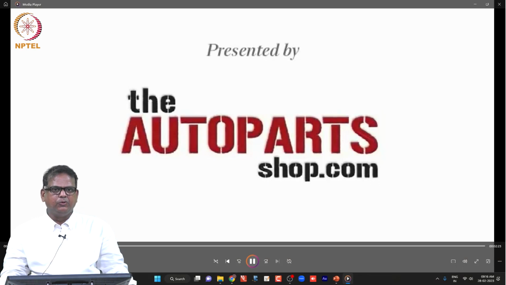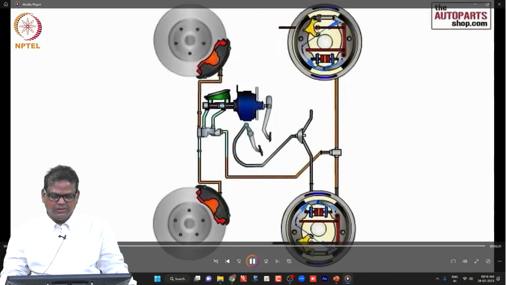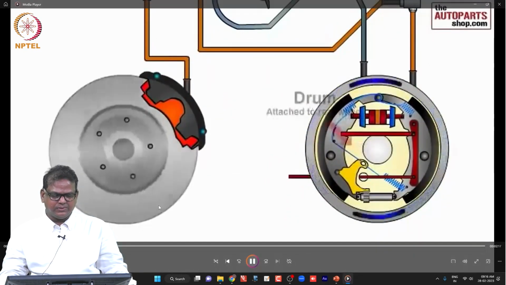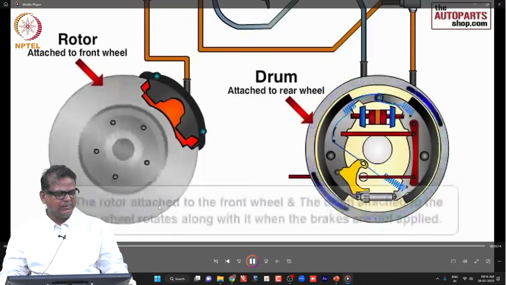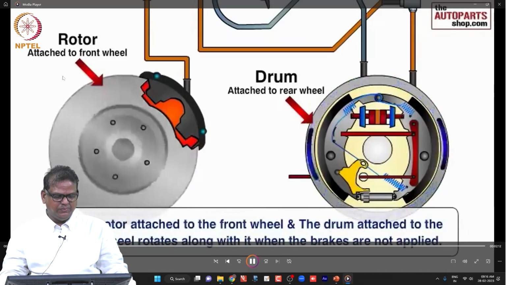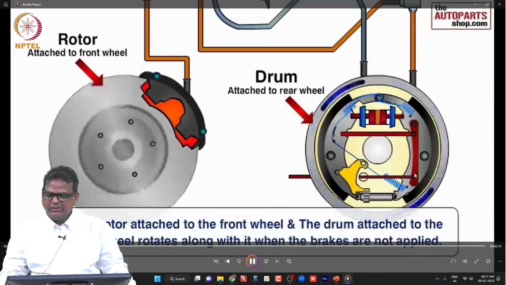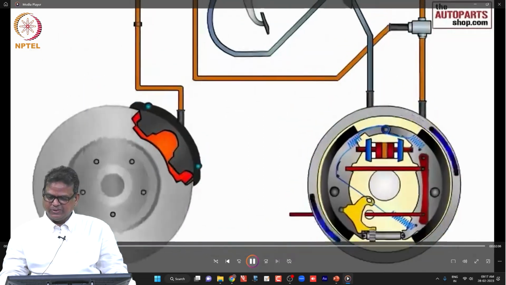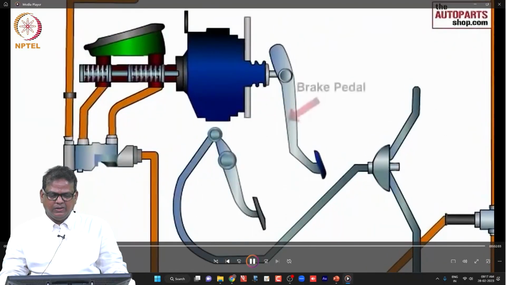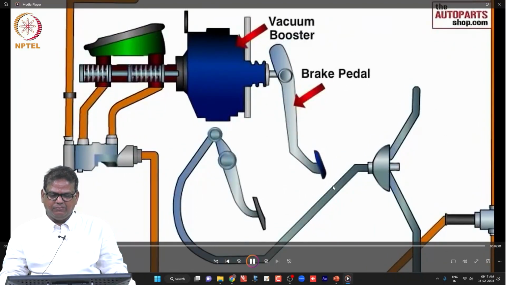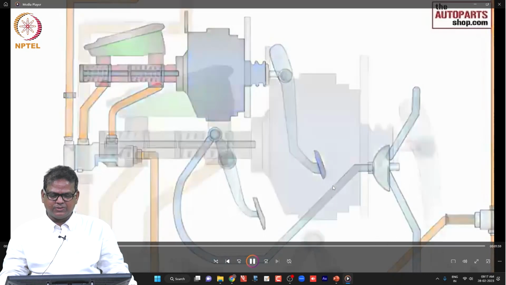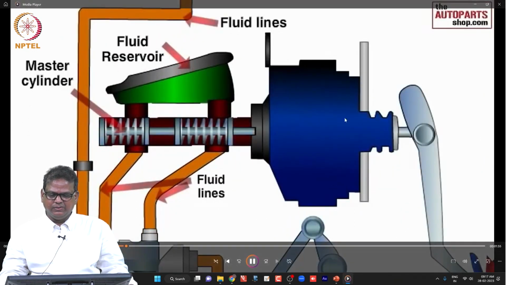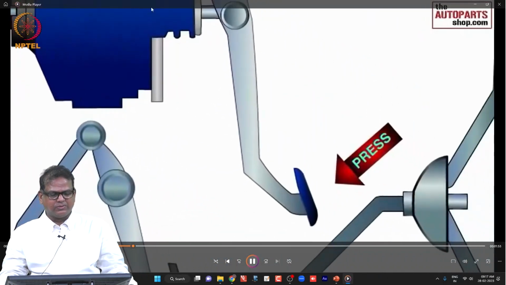This is taken from a YouTube video. You can see this is the entire brake setup. On your left side, you can see the disc brake system. On the right side, you will see the drum brake system. There are two types available, and this is the brake pedal where you give a mechanical force. With that, it will be amplified using the booster. Then this is called the master cylinder.